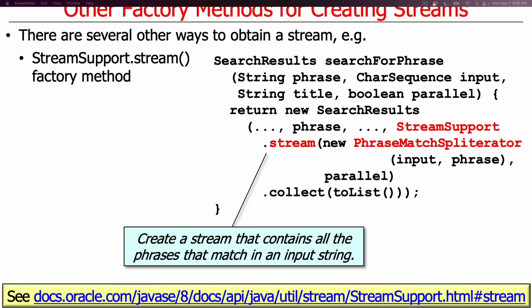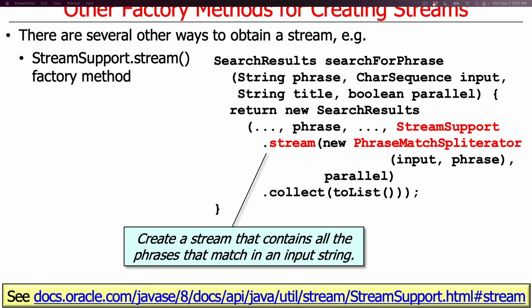StreamSupport.stream. And what this does is this takes as a parameter something that's called a spliterator, and we'll talk a lot more about spliterators here in the not too distant future. And it will use the spliterator to create either a parallel or a sequential stream. And you can decide whether it's going to create a parallel stream or a sequential stream when you call StreamSupport.stream by the parameter that's passed in here. So we'll see some examples of that.